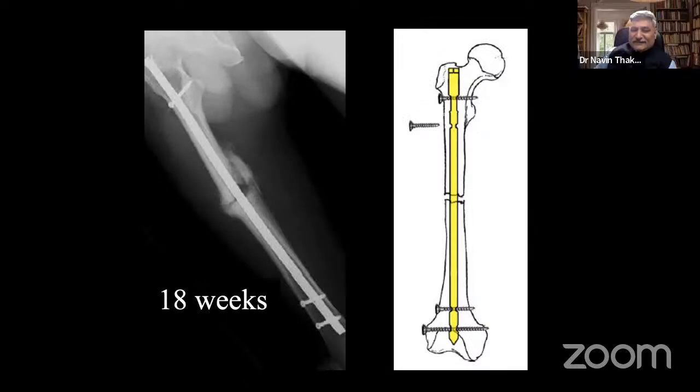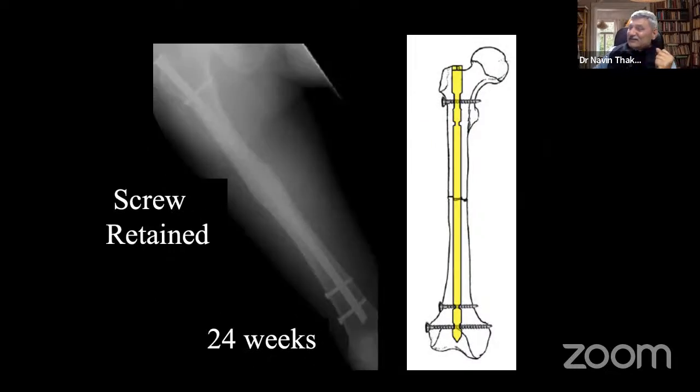We are making this interactive so that we can learn from it. So see, the thing is, we have to understand the nature. Screw retained at 24 weeks, it has healed. So the principle is you should not remove all screws from one side. That is the principle of dynamization. Dynamization has not to be done at the compromise of rotational stability.